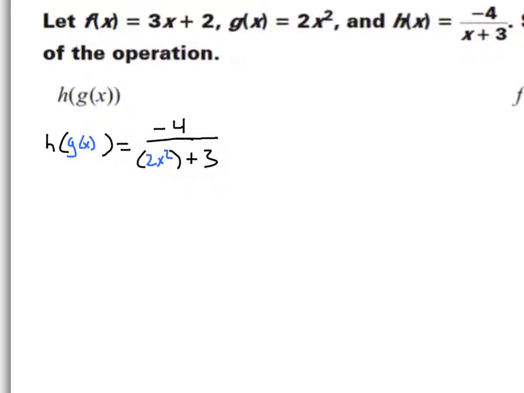So now, looking at this 2x squared in parentheses, is there anything for me to do there? Can I do anything with 2x squared? No. I'm not multiplying it by anything out there. There's nothing really to do, so I can just drop the parentheses. So I have h of g of x equals negative 4 over 2x squared plus 3. Can I simplify that fraction? Can I factor the denominator? No. So right there is our function.